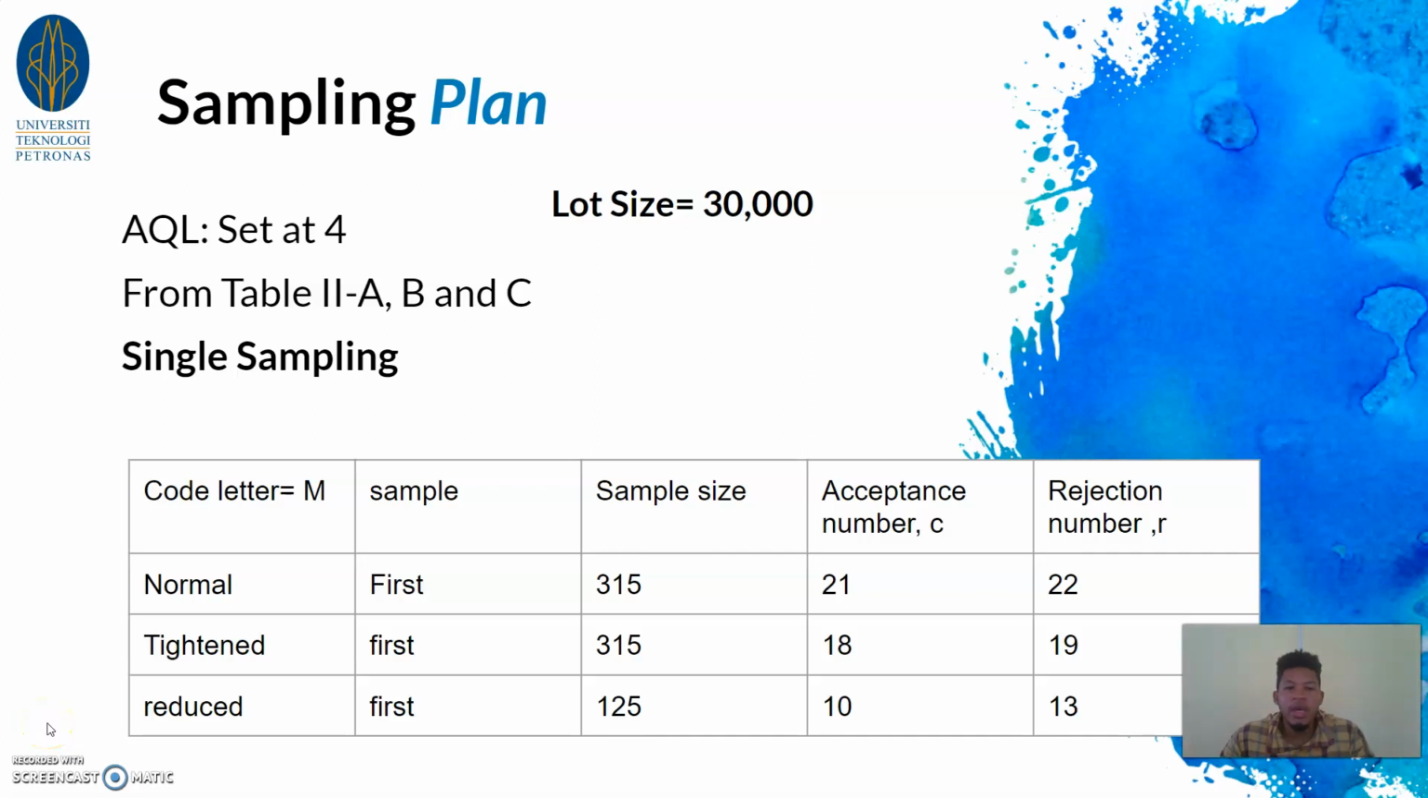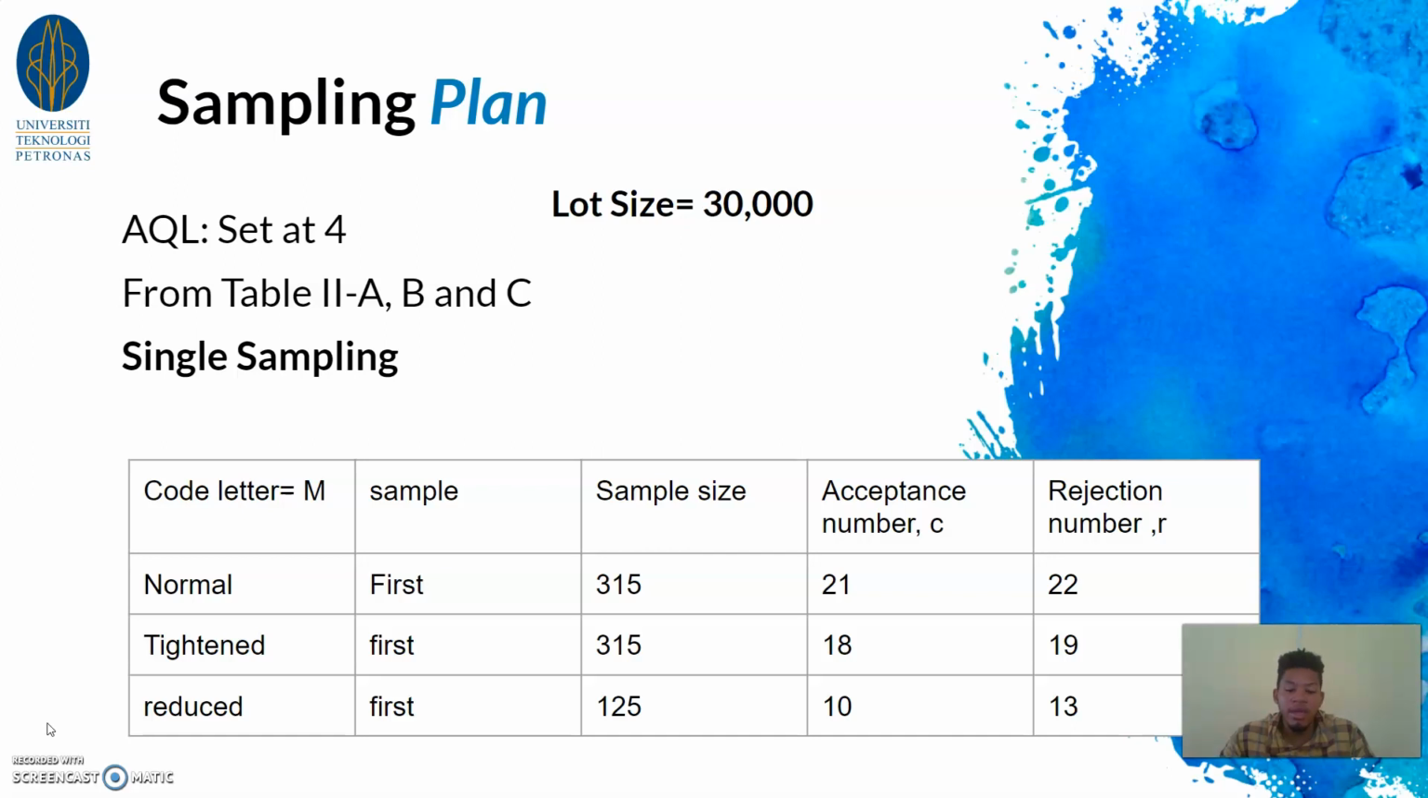In this project, we are asked to produce sampling plans for 3 different procedures: single sampling, double sampling, and multiple sampling. The acceptable quality level is set at 4, and our lot size is 30,000 units. So let's discuss sampling plans.